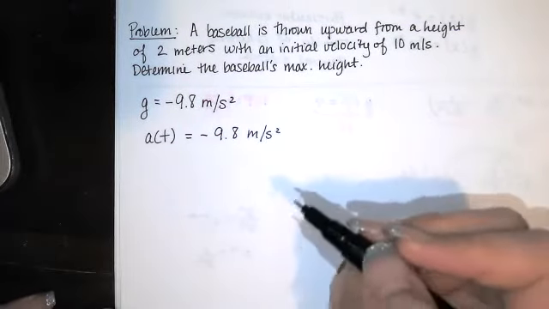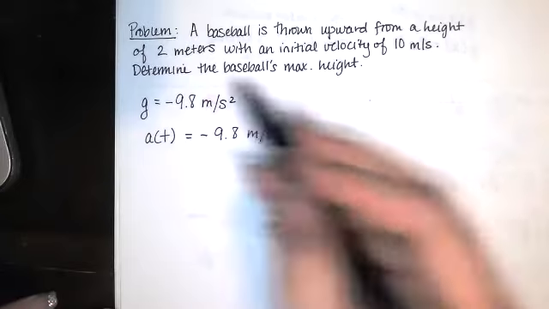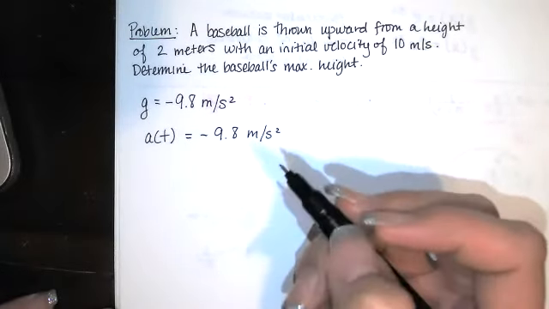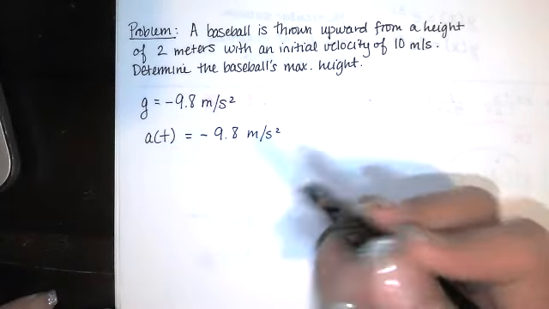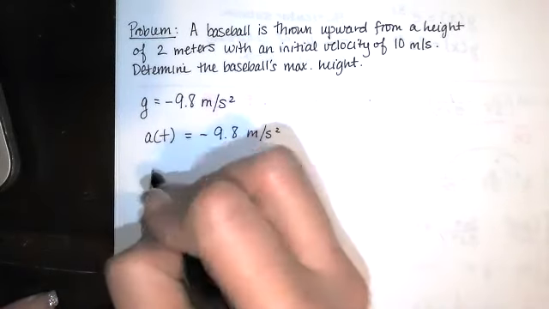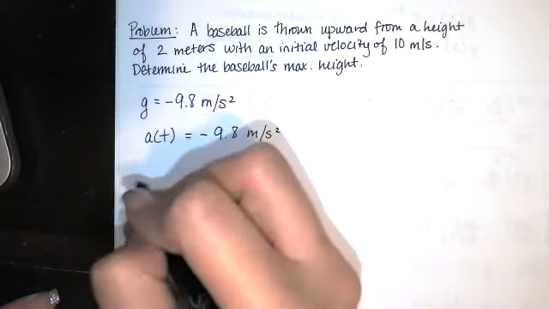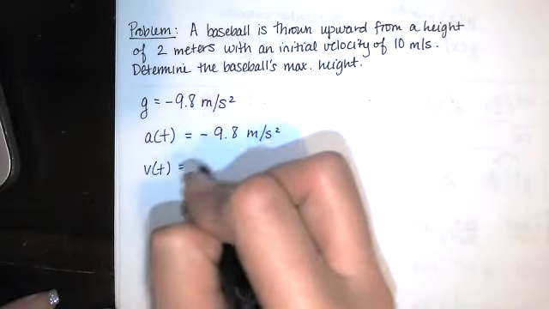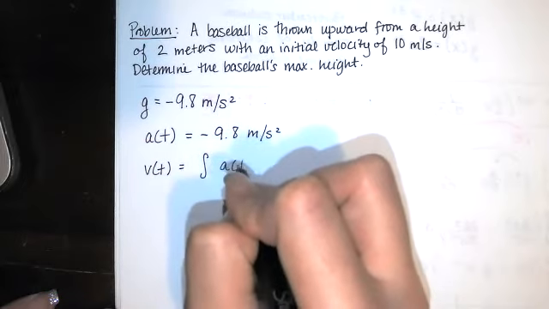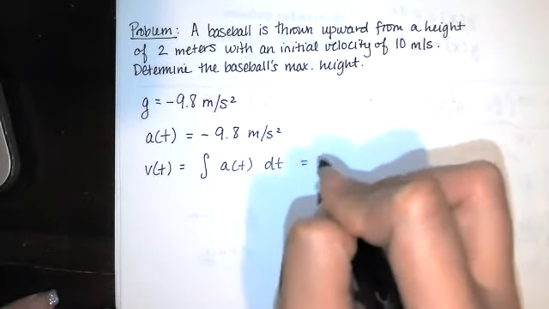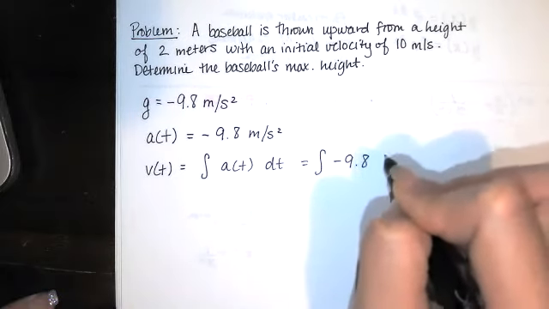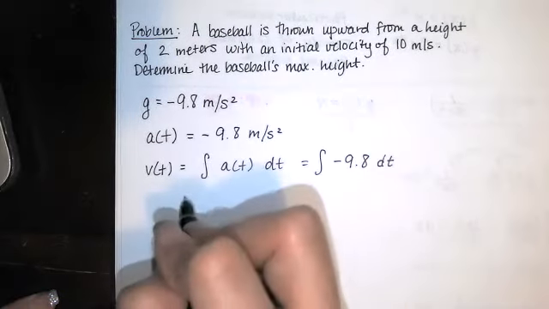If we want to get the position function from this, well, I need to antidifferentiate twice because acceleration is the second derivative of position. Well, let's just go one step at a time. Let's go from acceleration to velocity. Velocity is the antiderivative of acceleration. This is the antiderivative of negative 9.8 with respect to time.